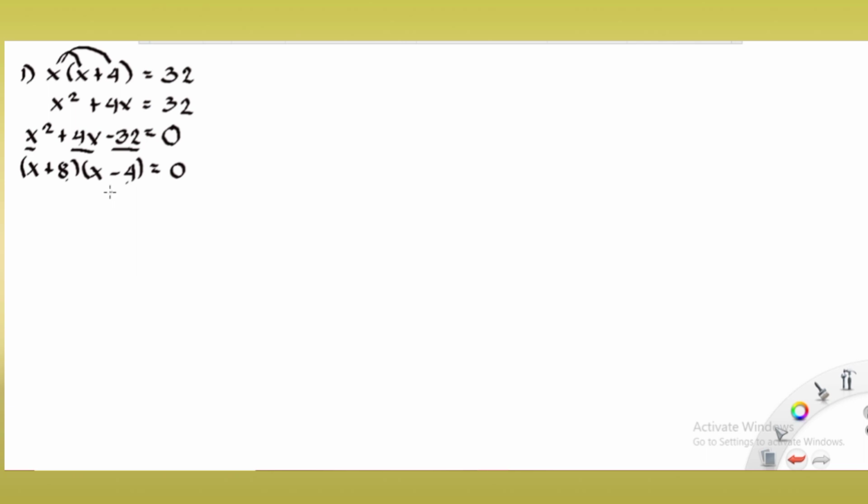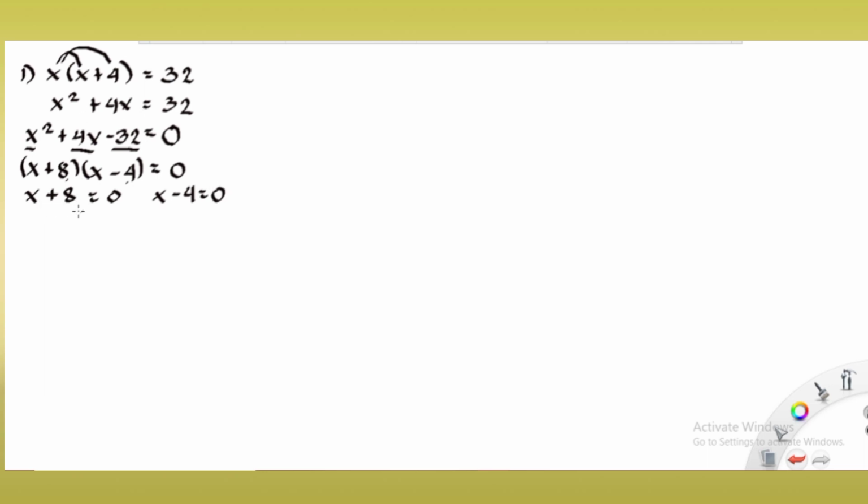Next, let us apply the zero product property. Yung mga factors natin na binomial, we will write them as an equation equal to 0. So this will become x plus 8 equals 0, and the second factor, x minus 4 equals 0. And then solve for x.